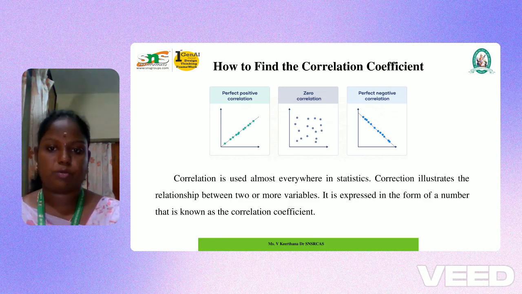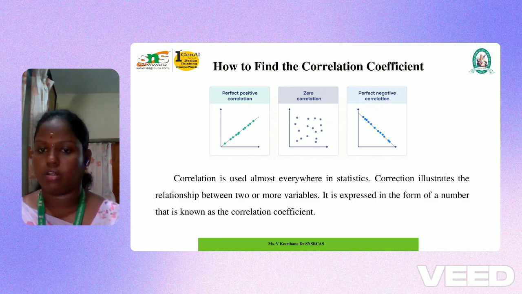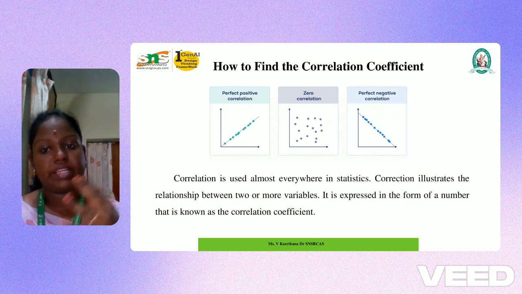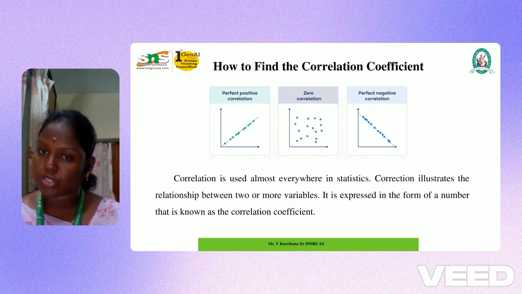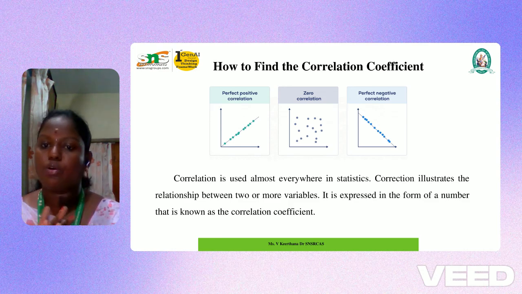But in non-linear correlation, the change in variables is not consistent, because the graph forms a curve. So there will be ups and downs in the non-linear correlation. But in a linear correlation, there will be a straight line.